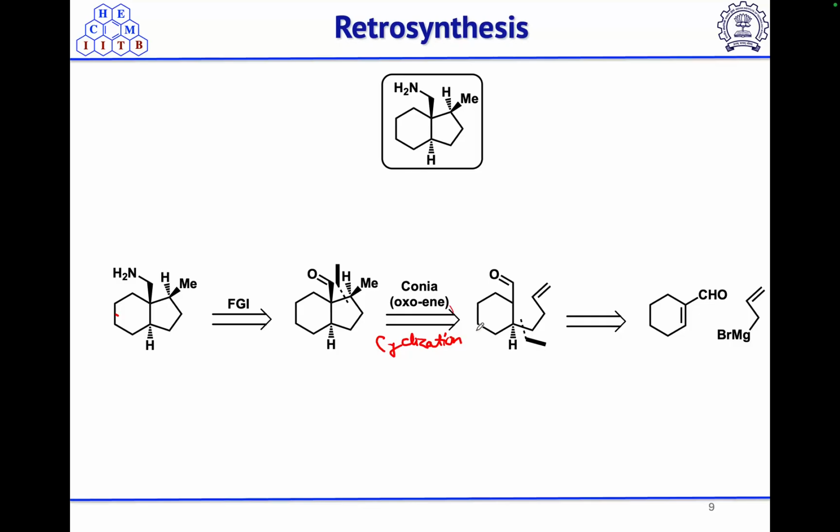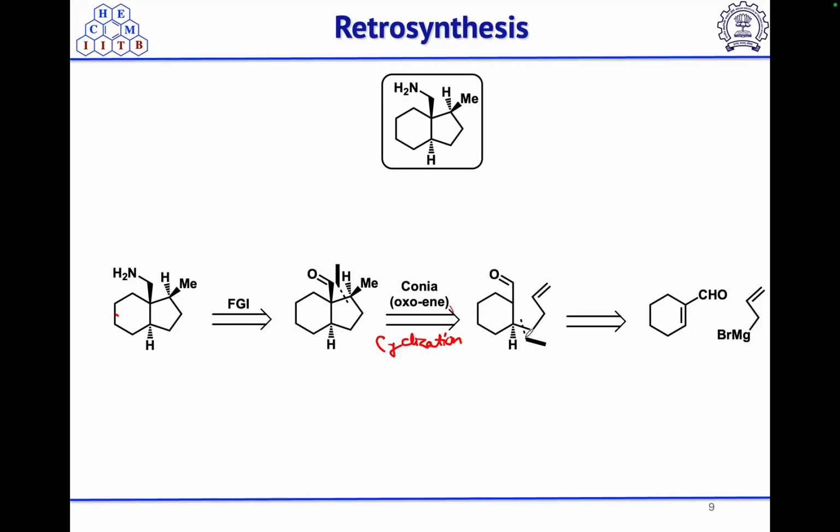This Conia-ene cyclization can be done under thermal conditions, or in the presence of a Lewis acid like silver triflate or a gold catalyst. If you think about it, this is an aldehyde, so it can have an enol tautomer. That enol can attack this olefin, this double bond, and it will give this 5-membered ring. I will discuss in the next slide how it is happening. This is basically the Conia-ene reaction precursor.